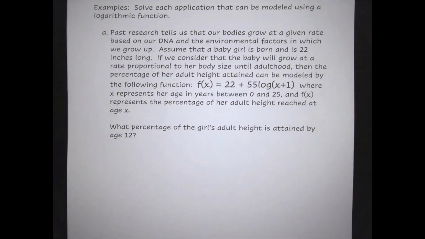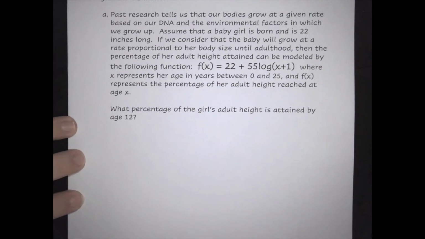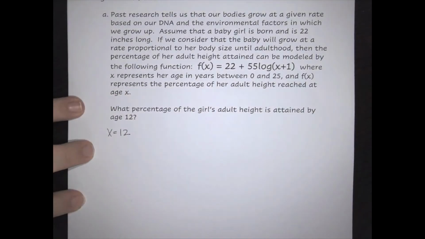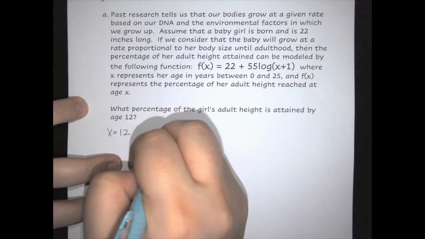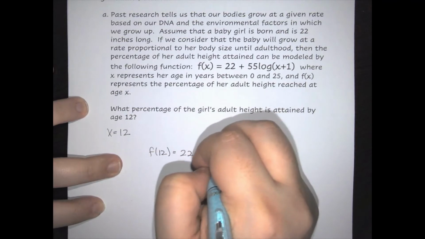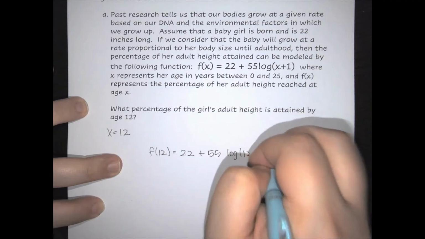So x is going to be her age in years between 0 to 25. F of x represents the percentage of her adult height reached at that specific age. So the question wants to know the percentage of the girl's adult height obtained by the time she's 12. So in this case, we are being told that x is 12. So here we are looking at f of 12 is 22 plus 55 log of 12 plus 1.